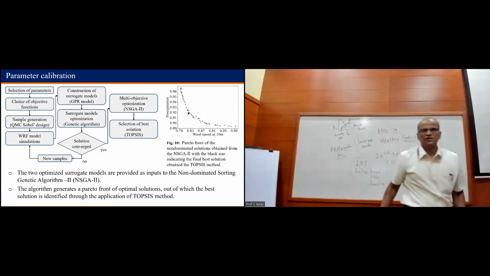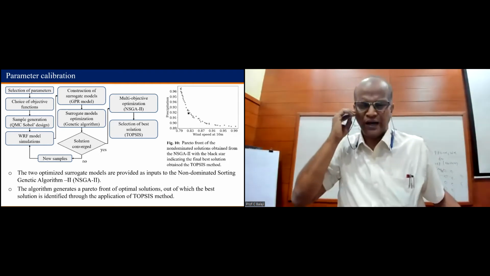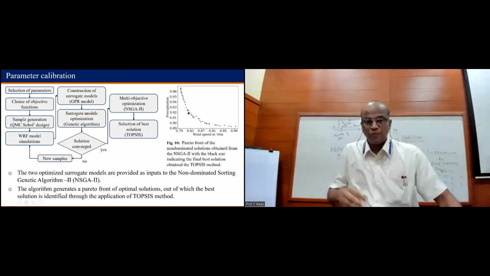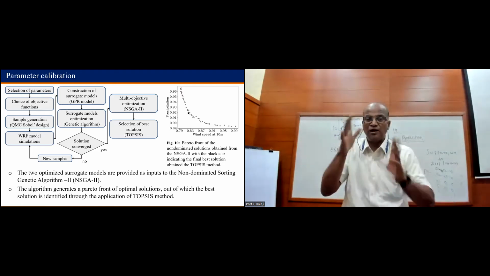TOPSIS code is also available somewhere, no, Baki? Yes, sir, code is available in Python. TOPSIS is something you'll have to learn if you're looking at multiple objectives.